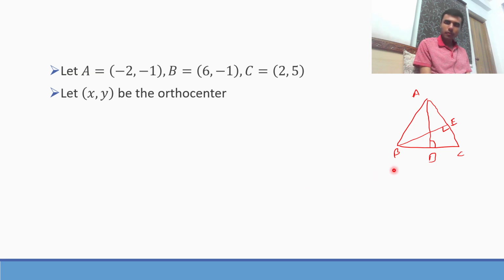See, this altitude AD is perpendicular to BC, and it is passing through A. Once again, the altitude AD is perpendicular to BC and passes through A. I know A, I also know B and C, so I can find out the slope of the line passing through B and C, and -1 divided by that I'll get the slope of this.